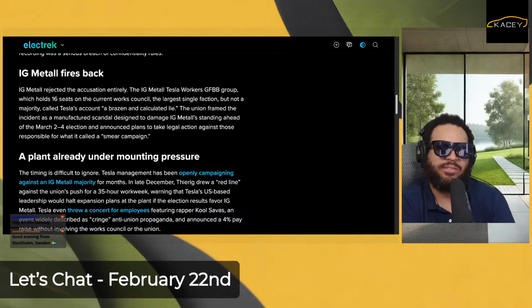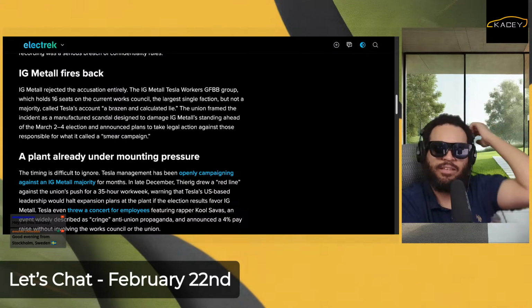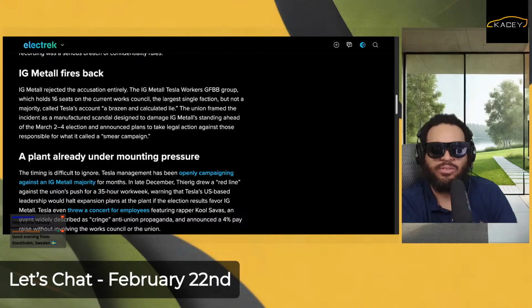The IG Metal Tesla Workers Group, GFBB, Gigafactory Berlin, I guess it's in German, second B, which holds 16 seats on the current Works Council, the largest single faction but not a majority, has called Tesla's account a brazen and calculated lie. The union framed the incident as a manufactured scandal designed to damage IG Metal's standing ahead of the March 2nd through 4th election, and announced plans to take legal action against those responsible for what it called a smear campaign. So that's what those before whatever we're talking about. We can skip that article then.